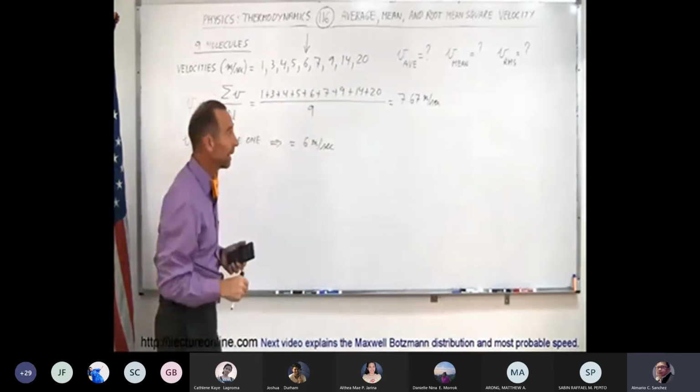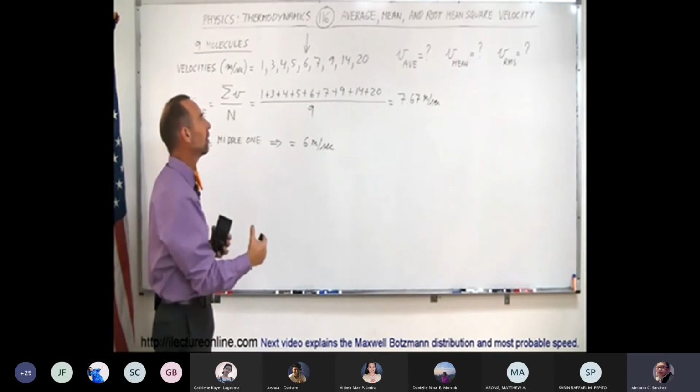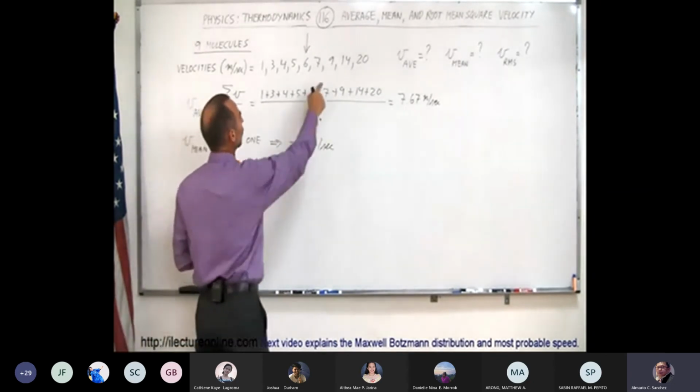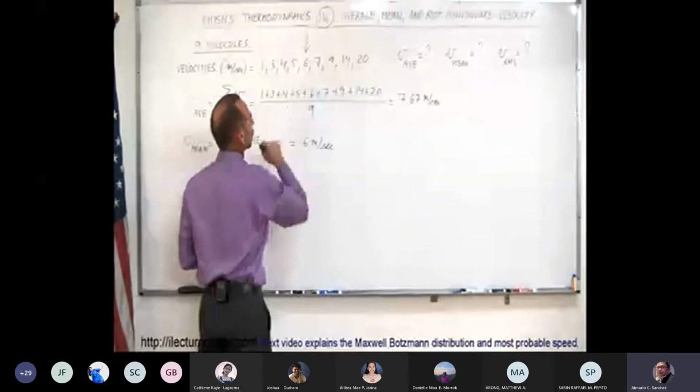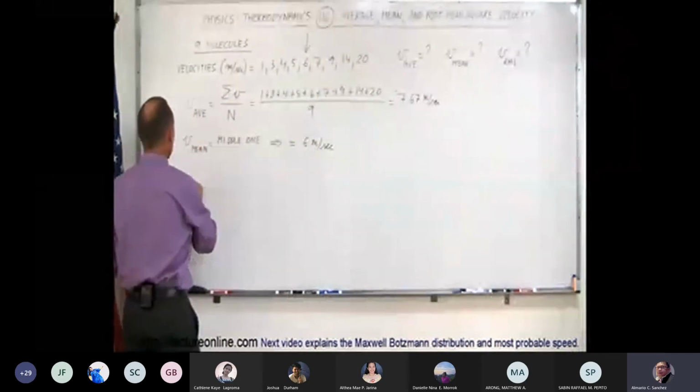That is still the average of the 9. The mean sometimes is a better representation of the typical velocity of a molecule, because this is much closer to the vast majority of molecules right there. All right, now the root mean square.